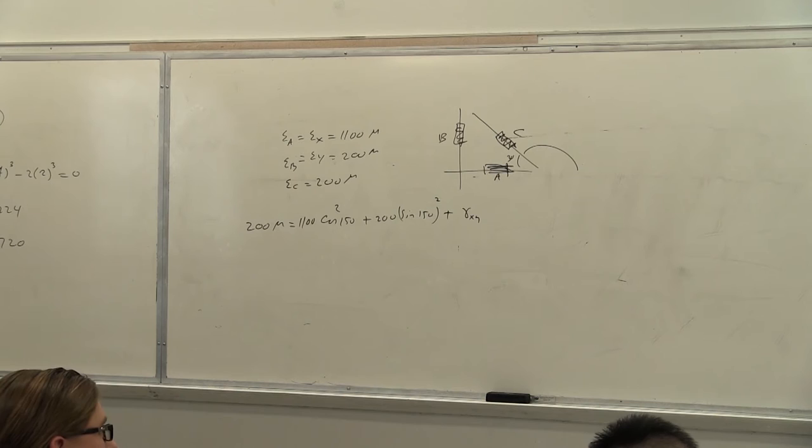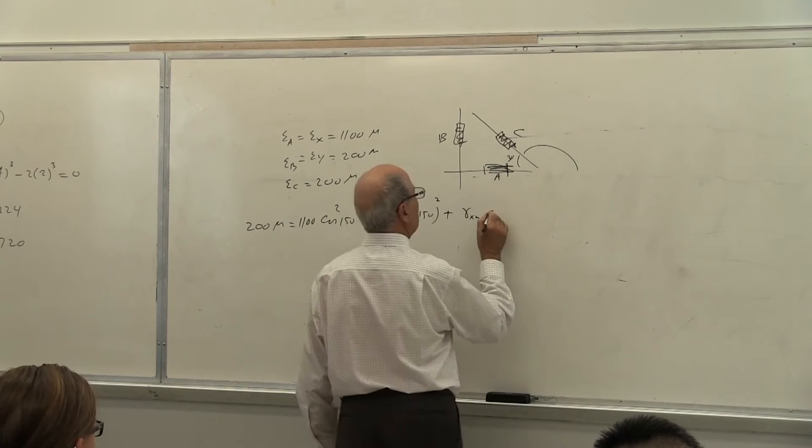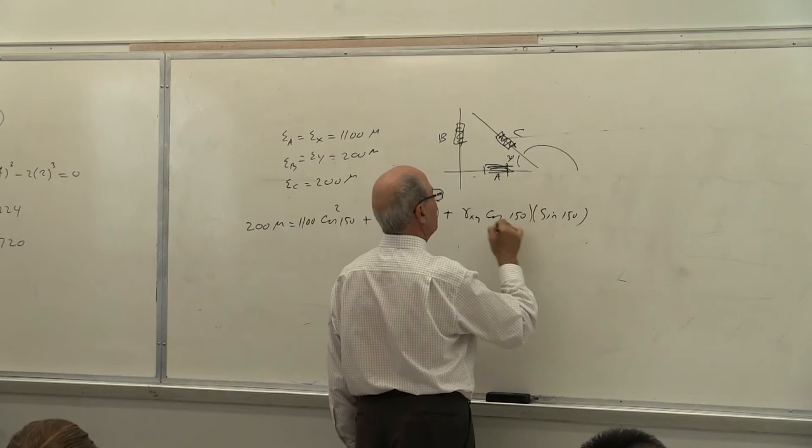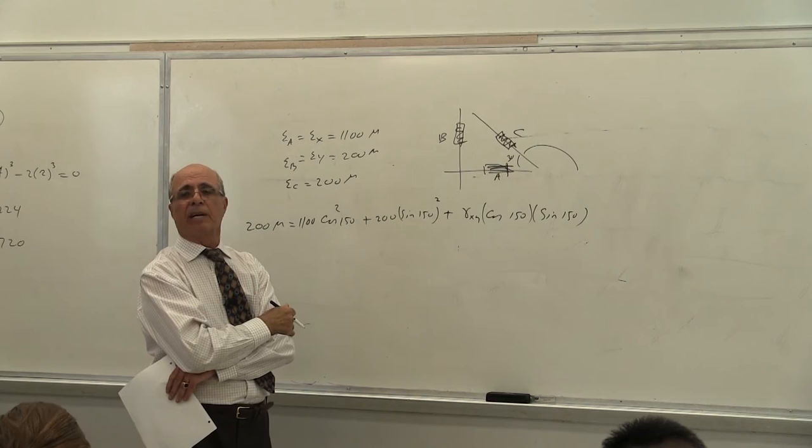Is that correct or not? Therefore, definitely there will be cosine of 150 degrees and sine of 150 degrees, and one of them will be negative. Is that correct or not? Yes? Correct? Yes. So that's what I'm referring to. I hope everybody understands that.